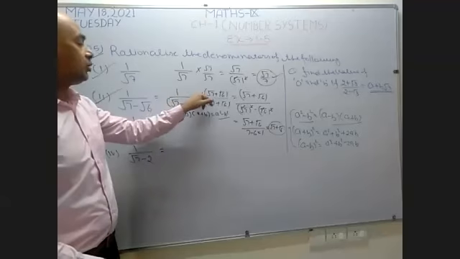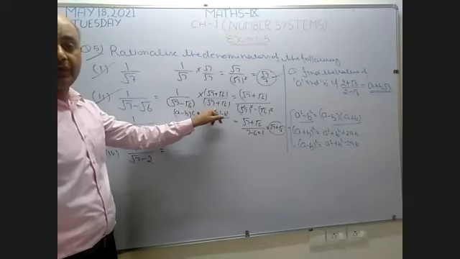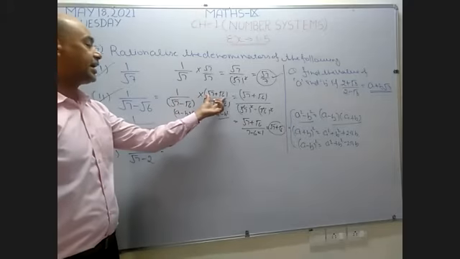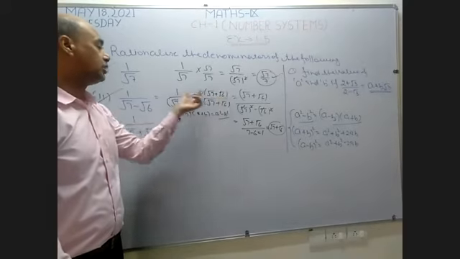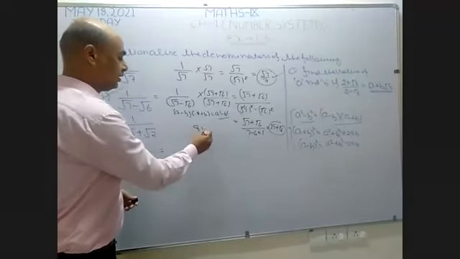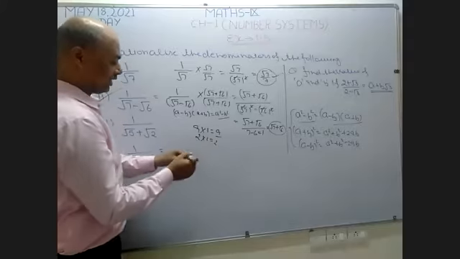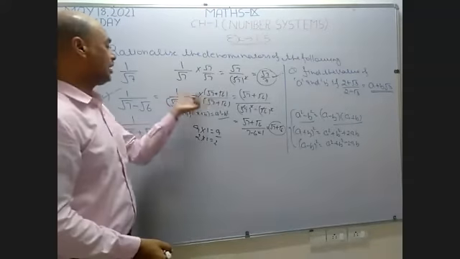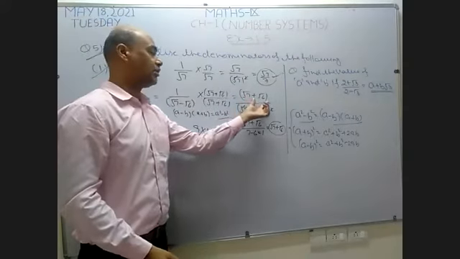Now I want to multiply this. Numerator is going to multiply numerator and denominator is going to multiply denominator. When I multiply this bracket, root 7 plus root 6, by 1, it is going to remain the same. Because when we multiply any number by 1, it remains the same. If I multiply a by 1, the answer is a. 2 multiplied by 1, the answer is 2. In the same way, when I multiply this bracket by 1, the answer is the same: root 7 plus root 6.